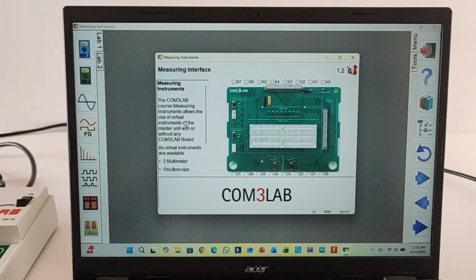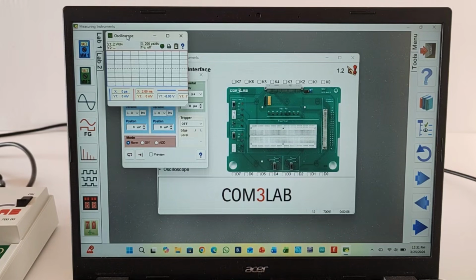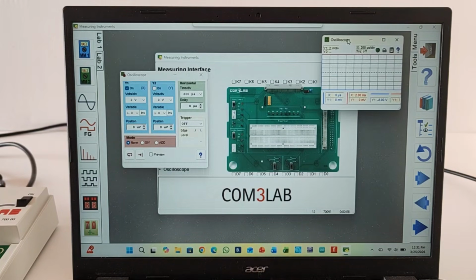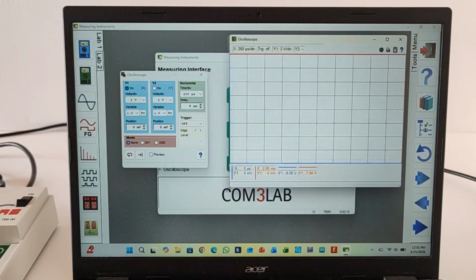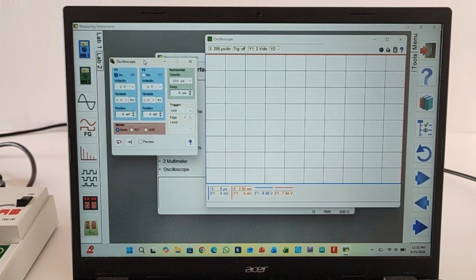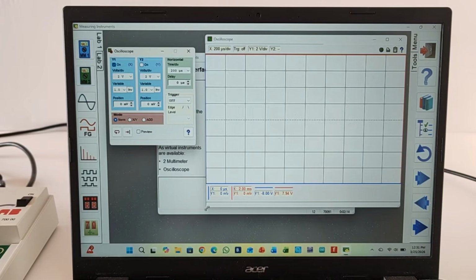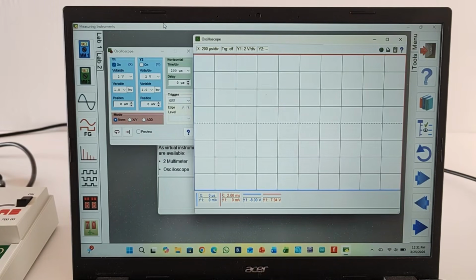To do that, let's first open the companion software of our COM3 Lab protoboard. Let's open the oscilloscope first. We put the display here on the right hand side and make it bigger, like that. There, okay. I'll switch on Y2 because I have something connected in Y2. Let's see a preview first before I start adjusting. I'm going to click preview and run the oscilloscope.